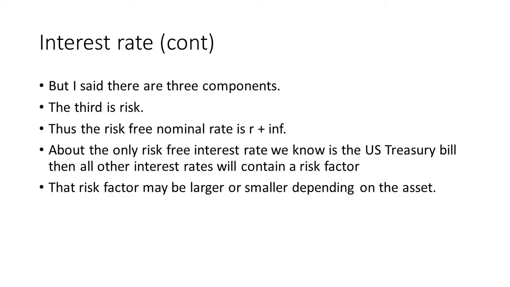But I also said there were three components, and the third one is risk. Now, while every interest rate contains the real interest rate and the inflation premium, there's only one asset that we really consider to be risk-free, and that's the U.S. Treasury bill. All other interest rates are going to contain a risk factor. So the U.S. Treasury bill sort of sets the floor for interest rates. And even though it's been downgraded a couple of times, it's still considered a risk-free asset.